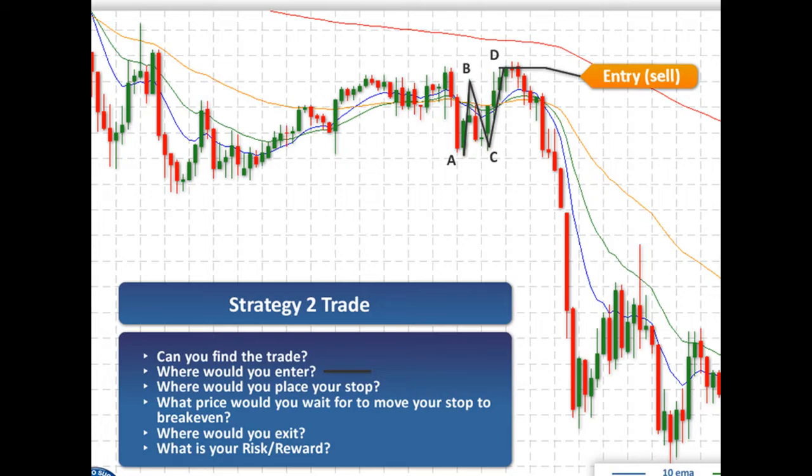Well, you want to be placing your stop at a previous pivot high. Now remember, I take pauses in between each of these things, the entry, the stop, the break even, the exit, because I want you to pause the videos and work it out for yourself before I give you the answer. So where would you be placing your stop? Well, you'll be placing your stop above this pivot high here.